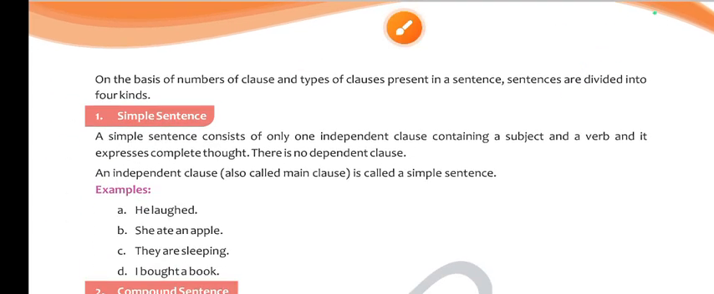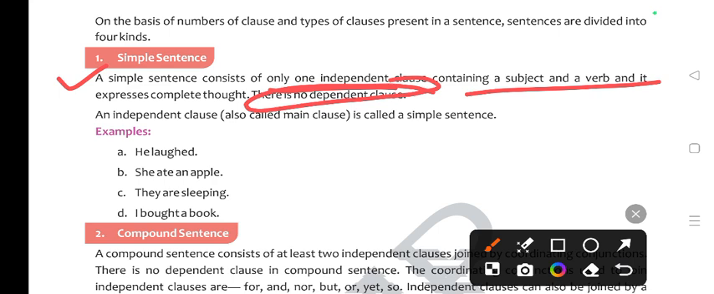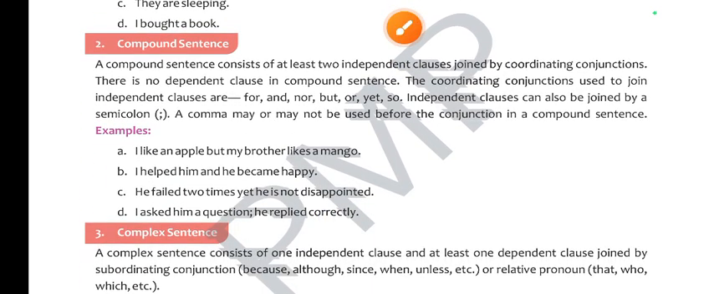Now, on the basis of the number and types of clauses present in a sentence, sentences are divided into four kinds. What are they? Firstly, simple sentence. A simple sentence consists of only one independent clause containing a subject and a verb. It's not complicated. Understood? Very simple. There is no dependent clause. For example, he laughed. You are getting complete meaning. It's a simple sentence. She ate an apple. Simple sentence.